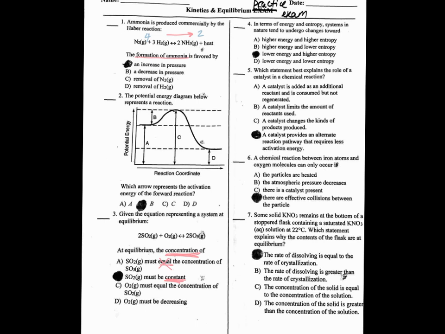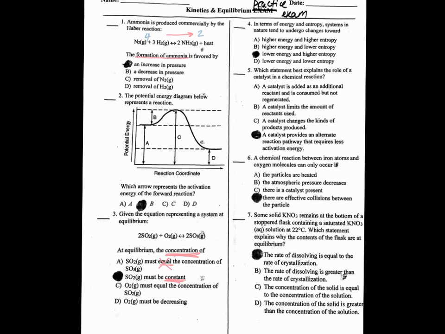Okay, number 4. In terms of energy and entropy, so energy is going to be delta H. Systems in nature tend to undergo changes toward lower energy and higher entropy. High entropy meaning high disorder, so that leads to a lot of collisions. If you have a lot of randomly dispersed particles, that means they're most likely going to collide with each other and favor high, fast reactions. As low energy, that's exothermic reactions, those are also favored.